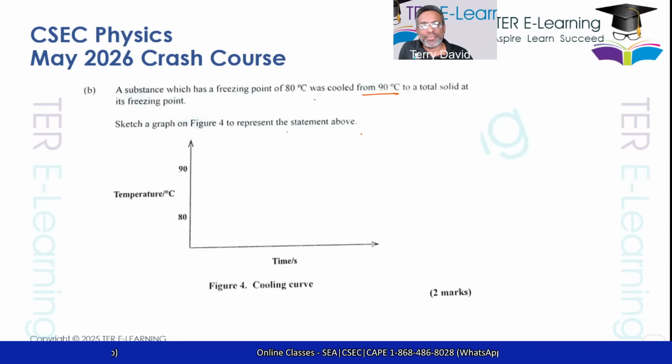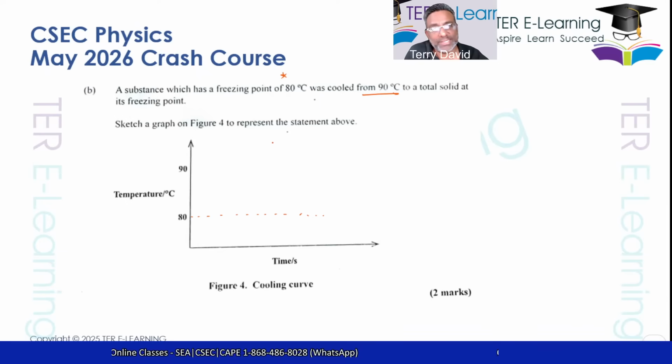Sketchy graph, right, to represent this here. So first of all, some of you may have done a cooling curve as a physics lab in school. They told you what the melting point is. So all I will do here, if I have to do a question like this, is draw a dashed line here to represent your melting point, or your freezing point in this case.